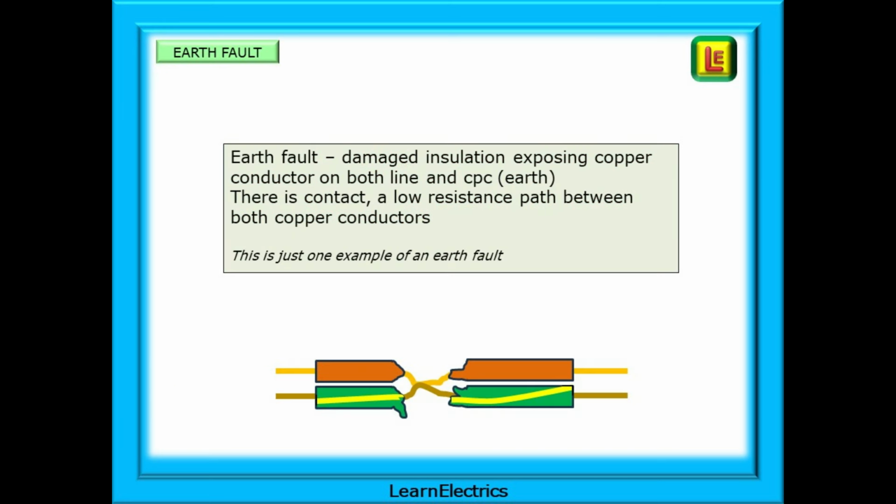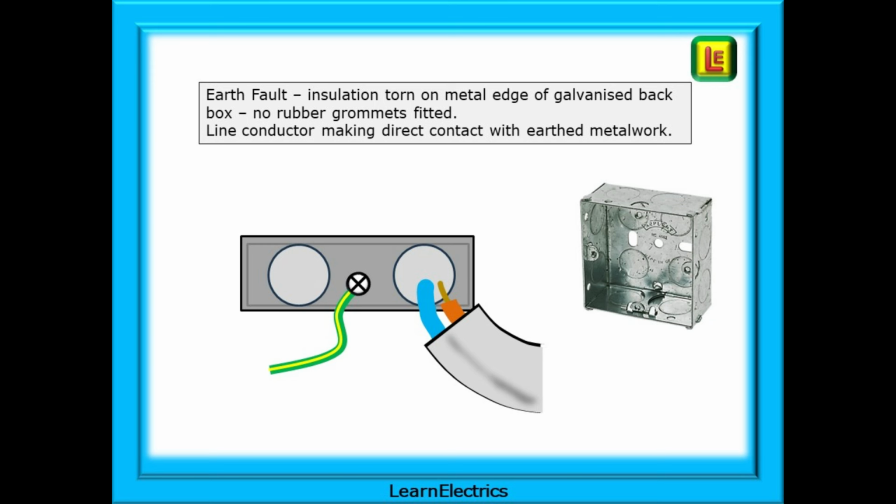One is called line and the other is called neutral. An earth fault, however, is damaged insulation that is exposing copper conductors on both the line and the CPC or earth. Again, there is contact, a low resistance path between both copper conductors. Another earth fault favourite is where the insulation is torn on the metal edge of a galvanised back box, no rubber grommets fitted. The line conductor is making direct contact with earthed metalwork. A low resistance path and earth fault, not a short, because it involves earthed metalwork.